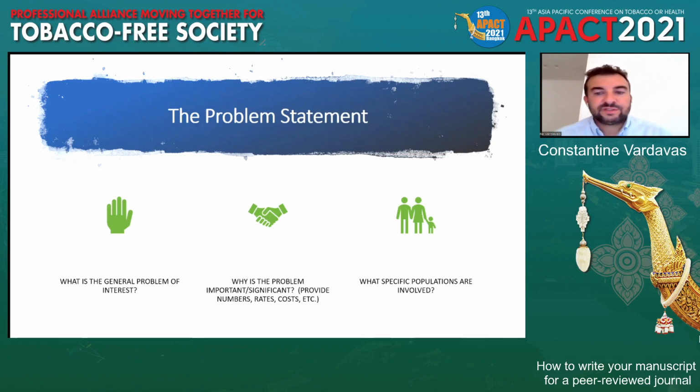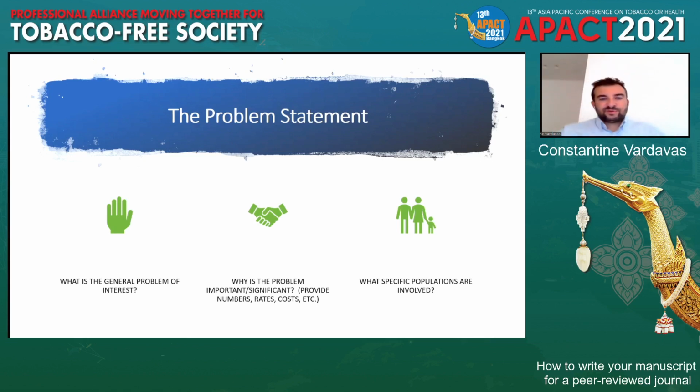And then, of course, you have to be very clear about, when you have this gap, this problem statement, what are the populations? Are they adults? Are they children? Are they pregnant women? Are they blue-collar employees? Are they doctors? Are they nurses? Are they midwives? You have to be very clear what the specific populations are in the problem statement.